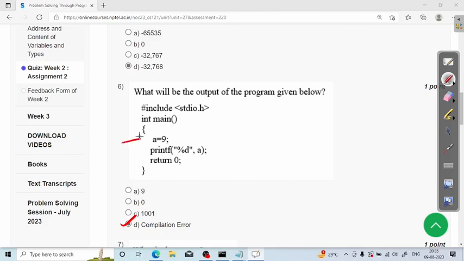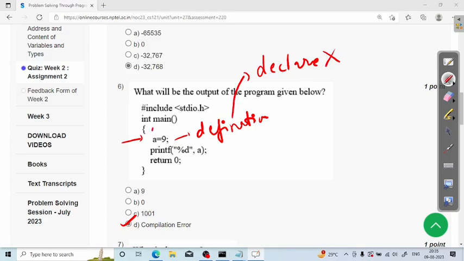Because if you look at the first line, it is written here a equal to 9. Okay, so the definition part is done here, meaning defining a variable is done here, but before defining a variable it is important that you should declare it. Okay, so declaration is missing here. If I would have written int a, that means I have done the declaration that a is of type integer.